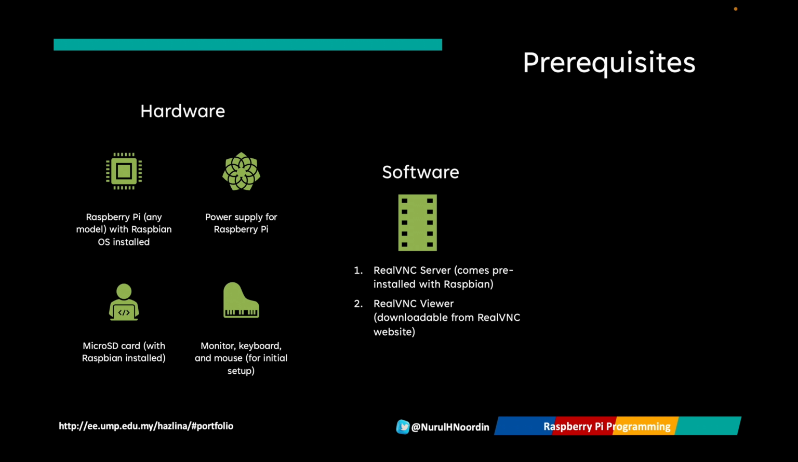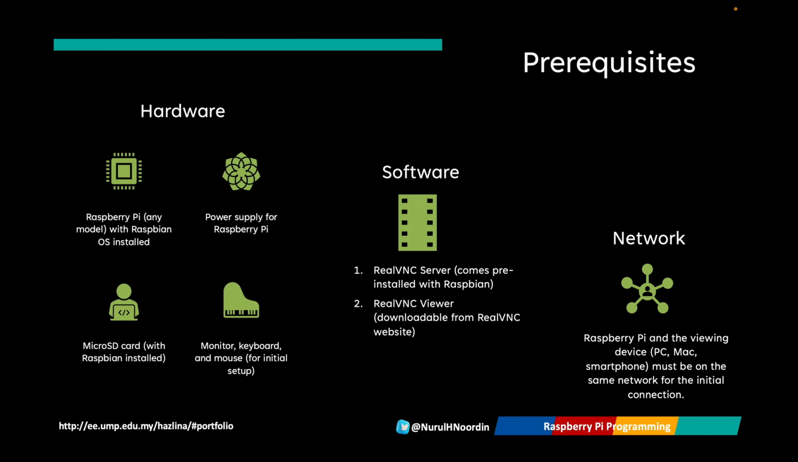On the device you'll be connecting from, you will need to download and install Real VNC Viewer from the Real VNC website. Finally, network connectivity. For the initial connection, both Raspberry Pi and the viewing device, whether a Mac, PC or a smartphone, must be on the same network, same wireless access point. Once configured, you can enable cloud access to connect from anywhere. With this in place, you are ready to set up Real VNC and take control of your Raspberry Pi remotely.